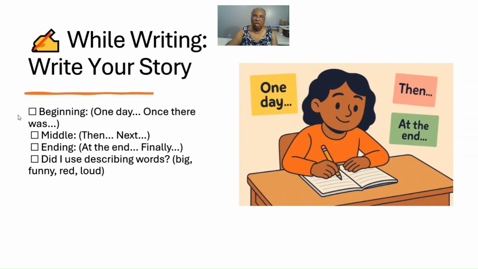When you write, start with a beginning. You can use starter words like one day or once there was. Next, add something to the middle. You can use starter words like then or next. Finally, finish your story with an ending. You can use starter words like at the end or finally. Be sure to use describing words like big, funny, red, or loud to make your story interesting.